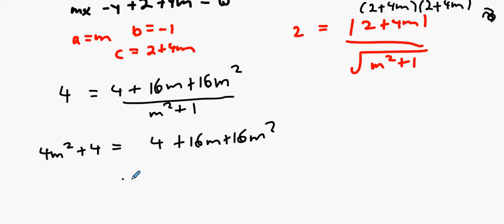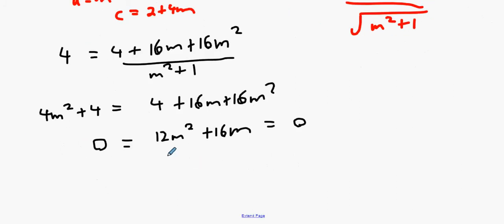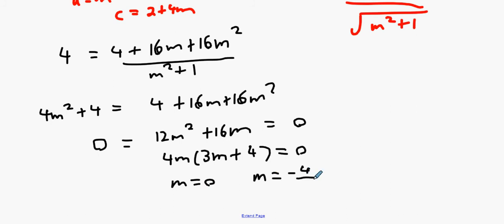Going to move everything to the right. I'm going to get 12m squared plus 16m. 4's cancel. That equals 0, which in turn means this side is equal to 0 as well. So what can you say here then? 4m into 3m plus 4 equals 0. Either m equals 0 or m is going to equal minus 4 over 3. You're going to get 3m plus 4 equals 0, which will turn into that.